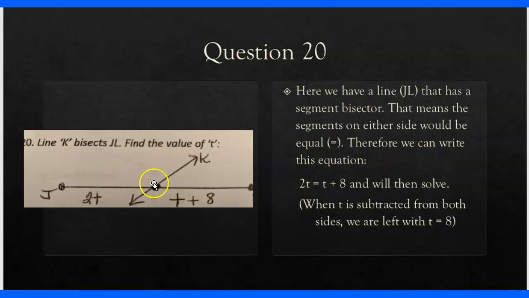So the segments on both sides are equal. Here is the indication of that because this is a bisector. Therefore, we write out an equation, 2t equals t plus 8, and then we solve it. Now, if you remember your algebra, you're going to subtract the t from both sides, and you are left with t equals 8. So they wanted you to find the value of t. They didn't necessarily need for you to find out how long this is and how long this is. So don't use your protractor to measure.